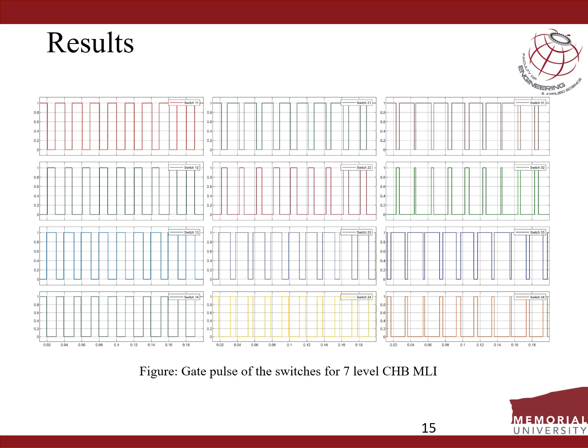And this is a figure of the gate pulses of the switches for the 7-level cascaded H-bridge multilevel inverter, as we have used 12 switches for the 7-level. So we have 12 gate pulses for the circuit.